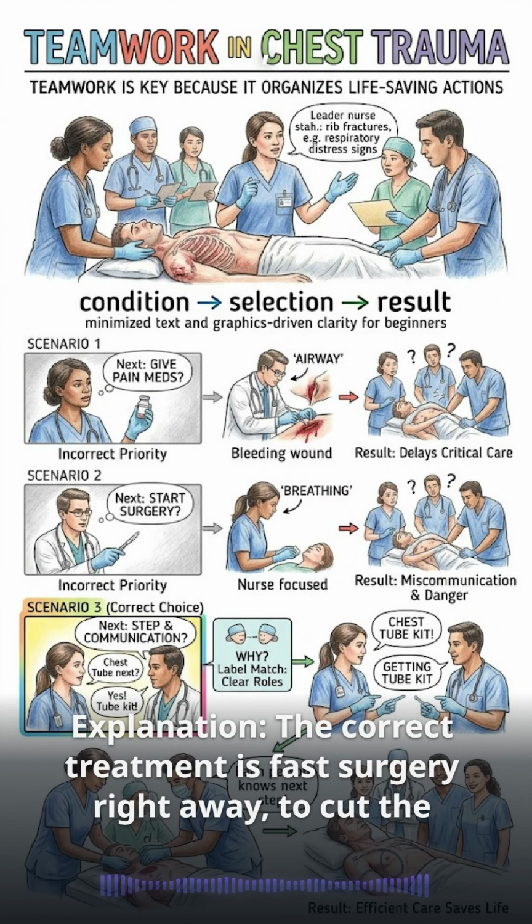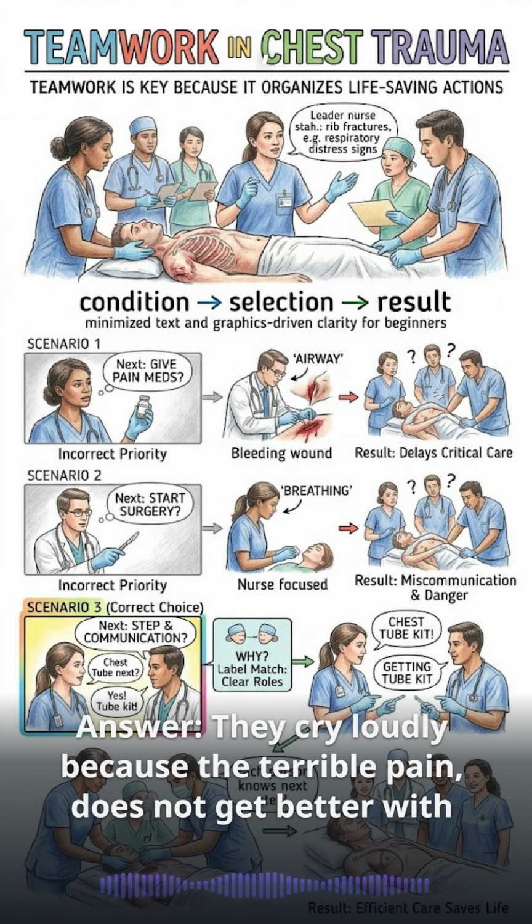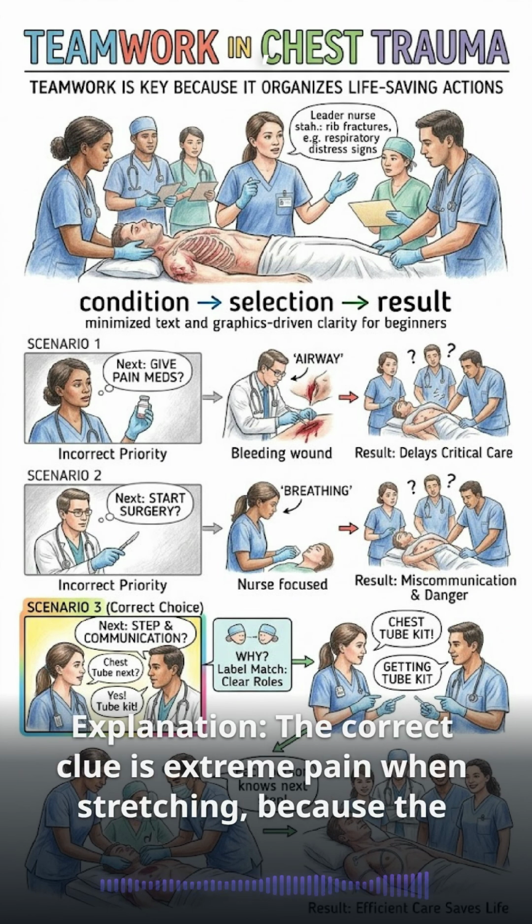How does a patient act when they have terrible compartment syndrome pain right now? They cry loudly because the terrible pain does not get better with strong medicine. The correct clue is extreme pain when stretching, because the trapped muscle is dying.